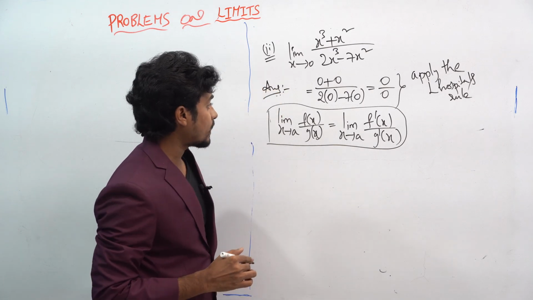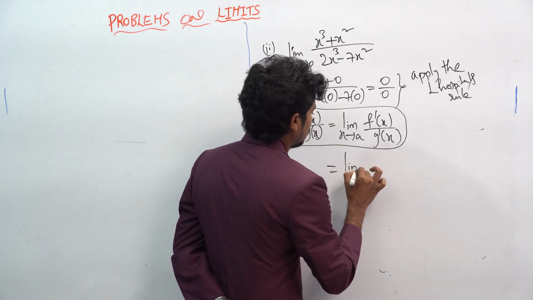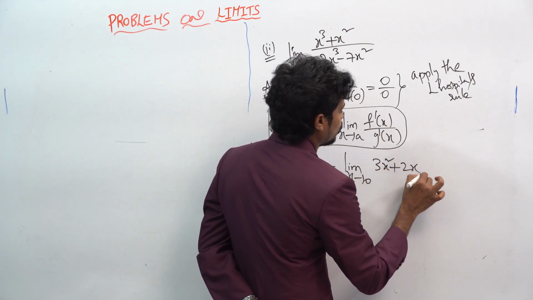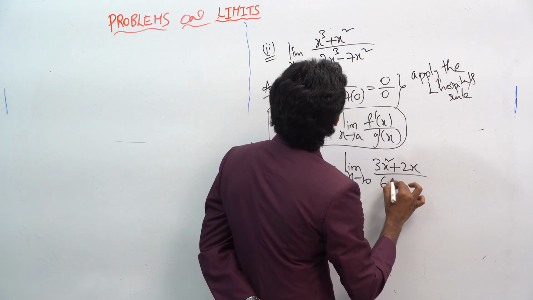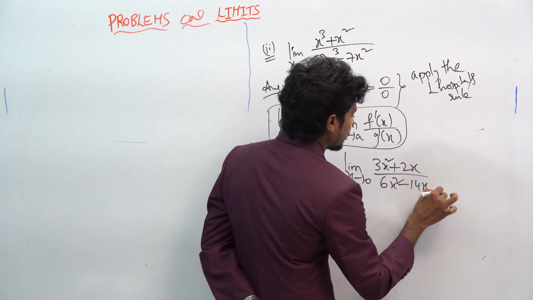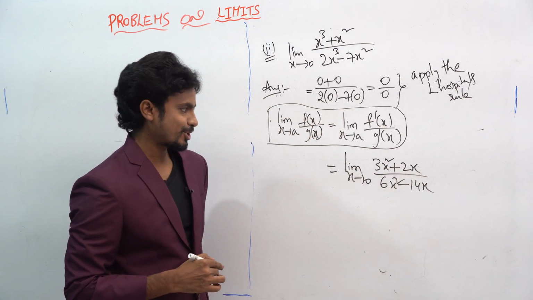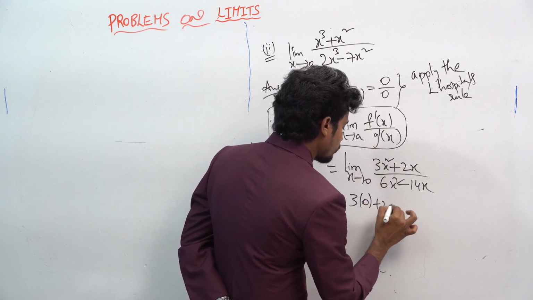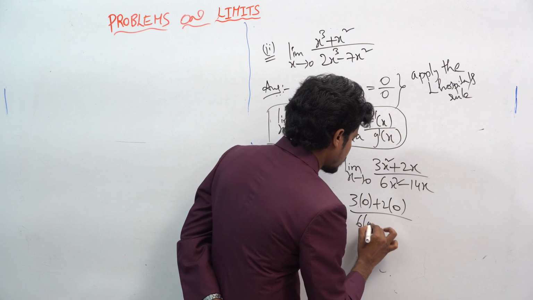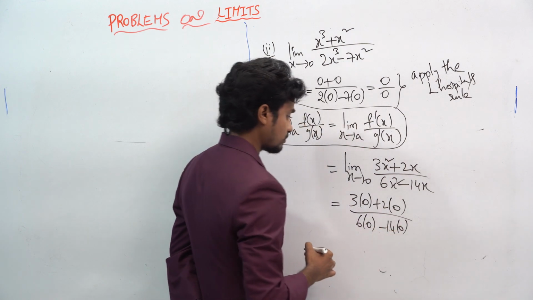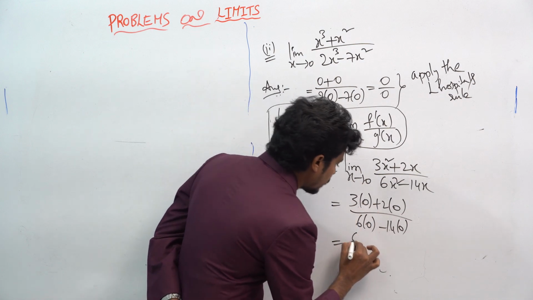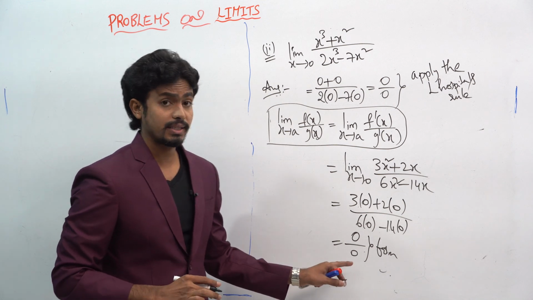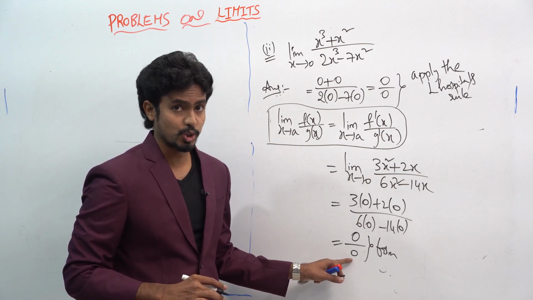Now let's apply the derivative here. You have to check limit x tends to 0 of 3x square plus 2x divided by 6x square minus 14x. Now substitute x tends to 0. What will happen? This becomes 3 into 0 plus 2 into 0 divided by 6 into 0 minus 14 into 0. So here again you will get the 0 by 0 form. You can't get the required answer, right?